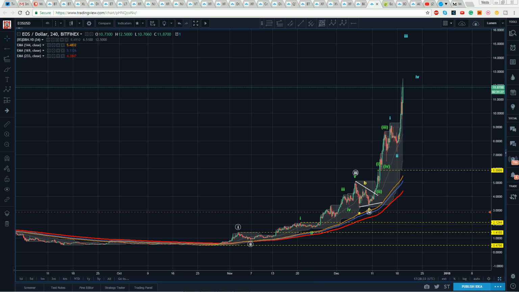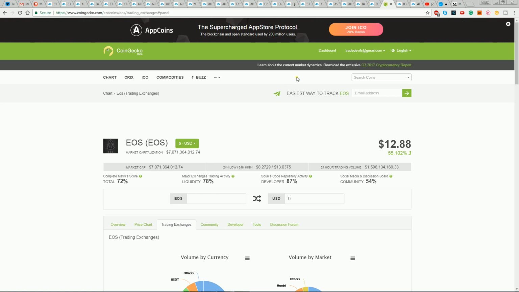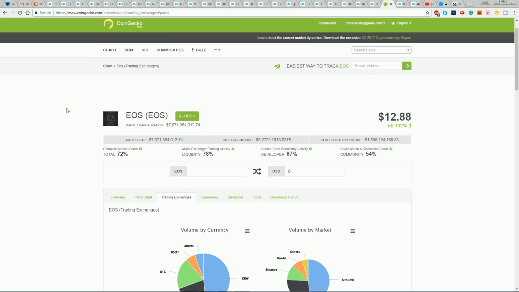We're going to take a look at EOS to the dollar and to Bitcoin. Some interesting things to see and learn here. This has been an unbelievable run this coin is on, and it's still rolling here as I'm recording this. Now, one of the things that's interesting about EOS, and it's not unlike what we just looked at with IOTA.